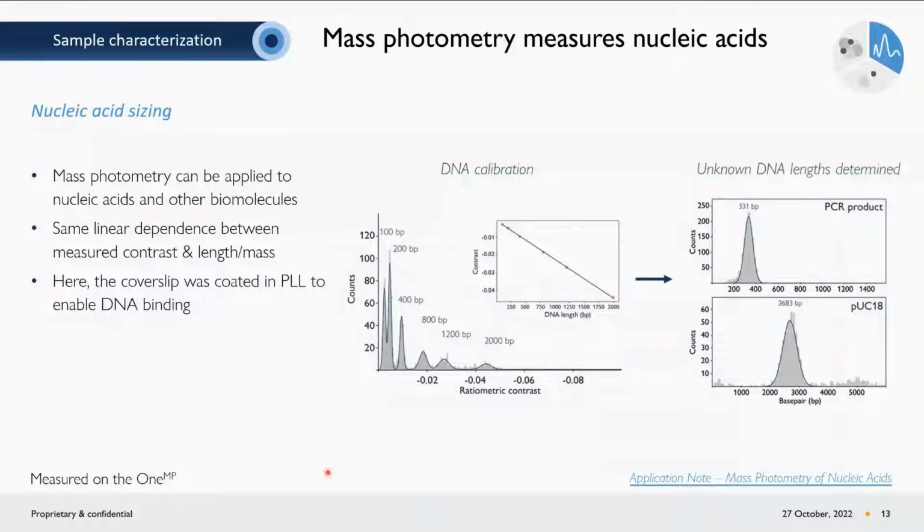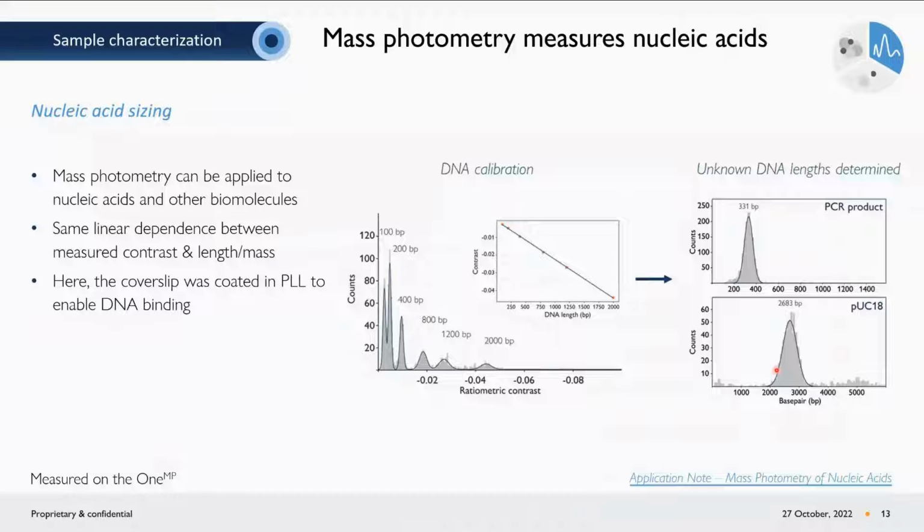We can also look at nucleic acids, as mentioned initially. What we've done here is the system was calibrated using a DNA ladder from 100 base pairs to 2,000 base pairs, and then used to measure a PCR product of 331 base pairs, which comes out nicely, as you can see here, and also the pUC18 plasmid of about 2,700 base pairs.